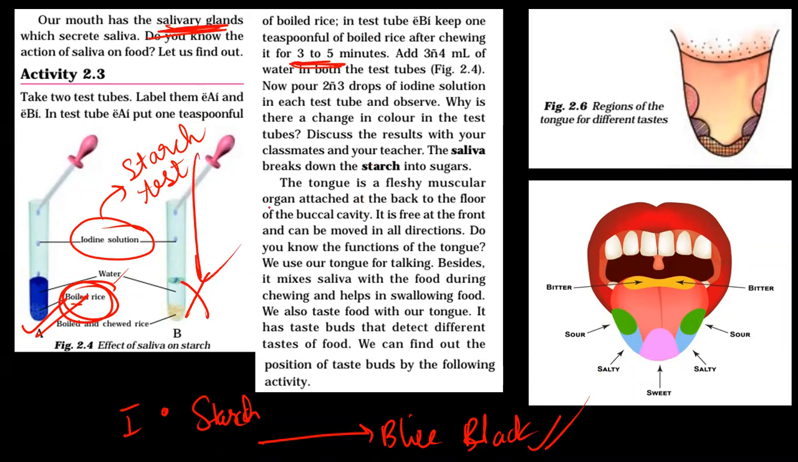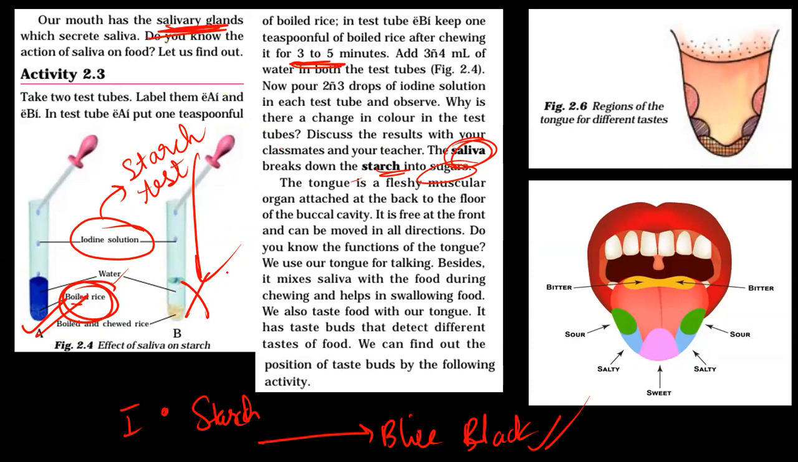Starch tested negative here. Why? Because once we chewed them properly for 3 to 5 minutes, our saliva broke down the starch into simple sugars. This is the first phase of digestion, breaking down of substances. A complex substance, starch, became a simple substance, sugar. So our chewed rice no longer contains starch, which means iodine has not turned blue-black. This is an activity which is very important and it can be asked as well.